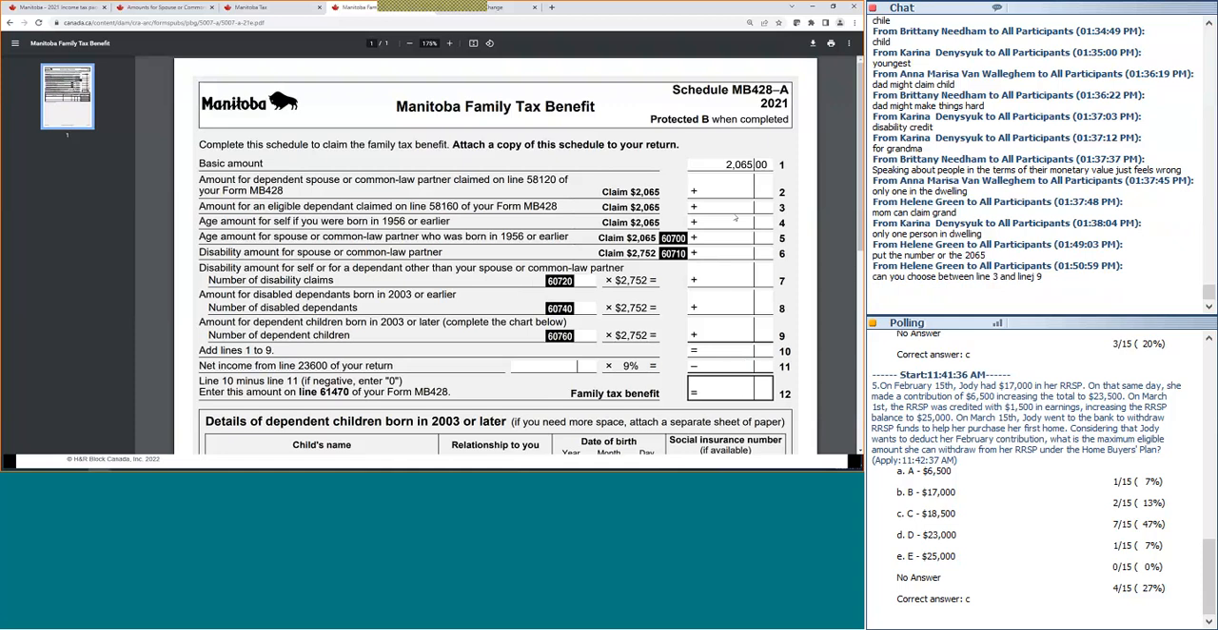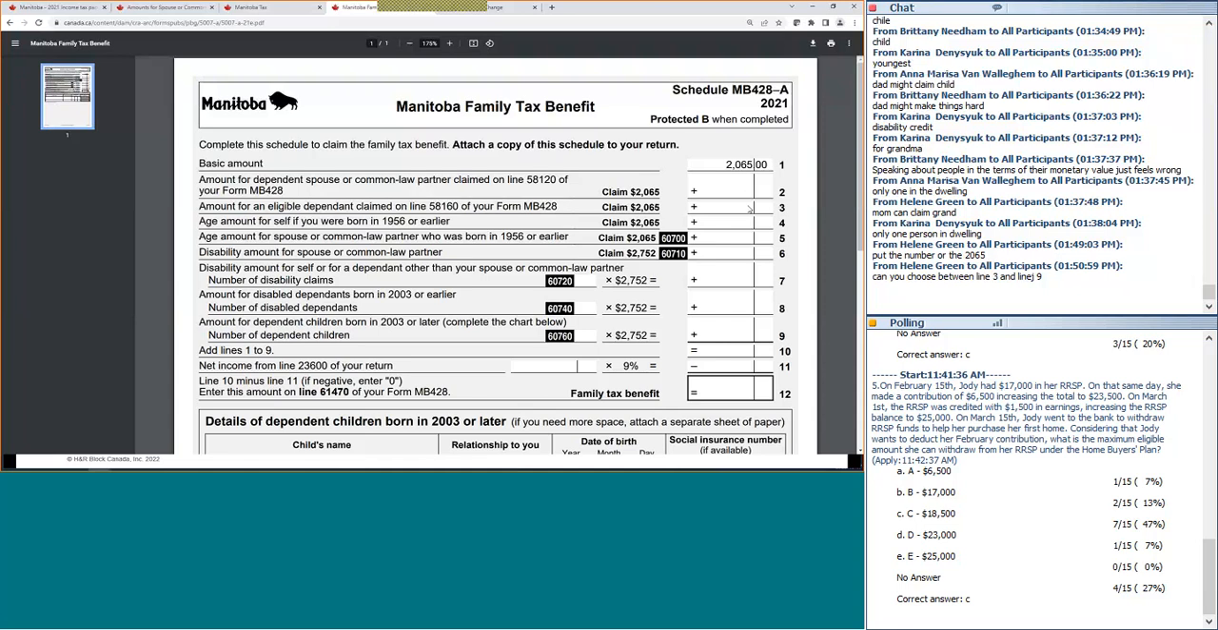Can you choose between line 3 and line 9? No. If you have an elder dependent, you put the elder dependent in. You're already getting really nice credits for them, so you can't get even more. That's basically how that one works. Okay. But it is an excellent question.